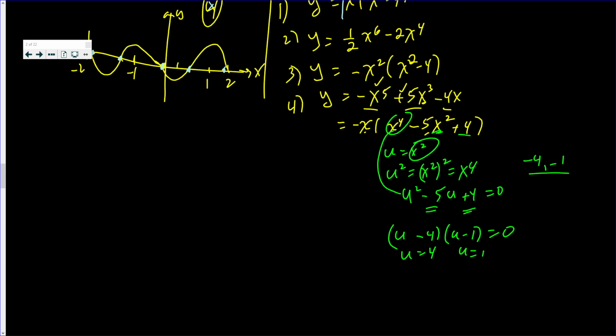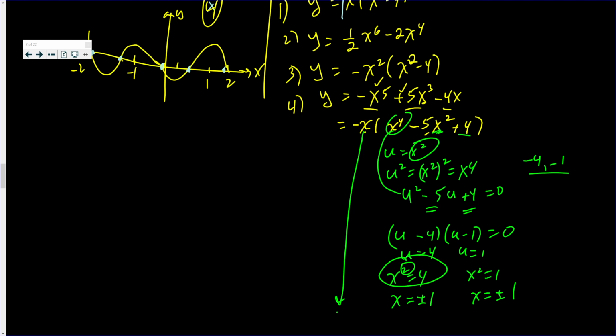But u is x squared. If x squared is 4, then x is plus or minus 2. And if x squared is 1, x is plus or minus 1. If you have a quadratic, where the highest power is 2, there might be 2 zeros. And this factor is 0 when x is 0. Okay? And that should be plus or minus 2. I think I said that. So here we have 5 zeros.